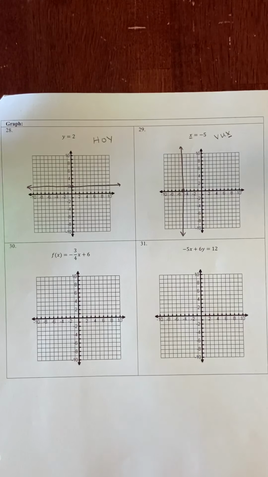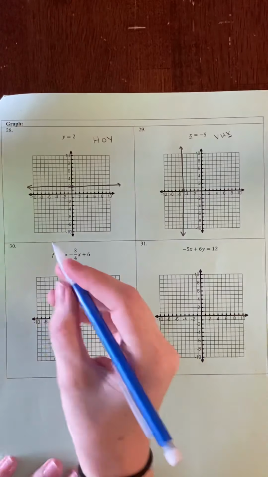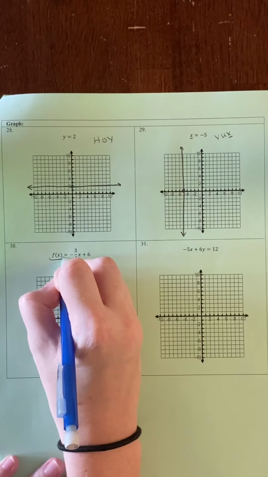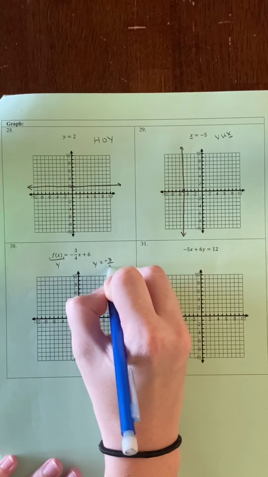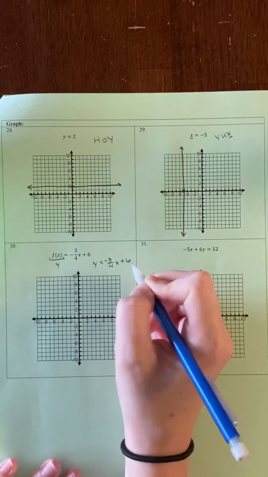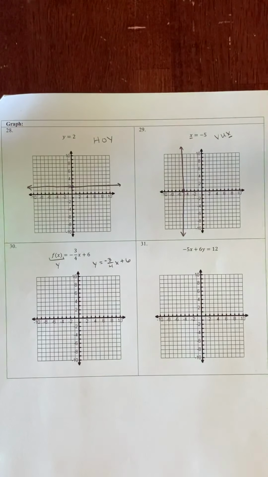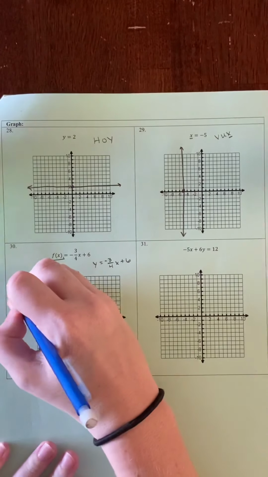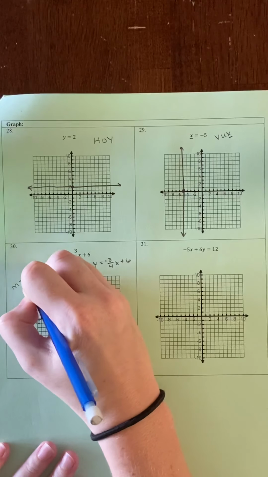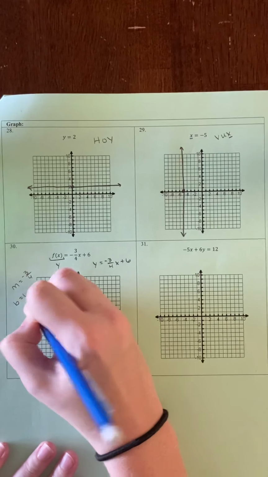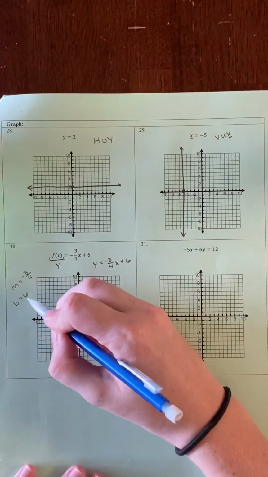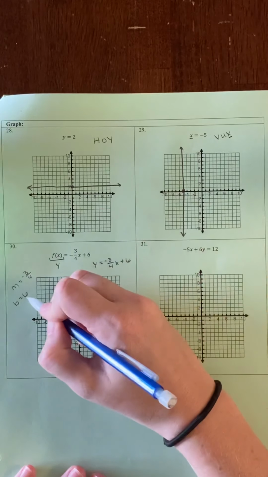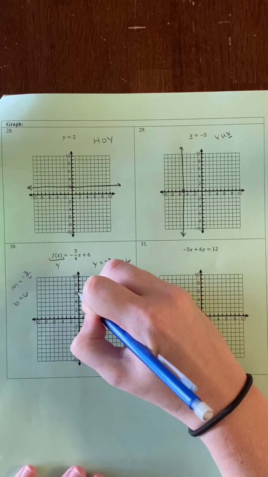Now the next problem here says f of x is equal to -3/4 x plus 6. Now I just want to remind you that f of x is just a fancy way of saying y. So this is really just saying y is equal to -3/4 x plus 6. So this is actually in slope-intercept form. So our slope is -3/4, and our y-intercept is 6. So when we graph this, we want to graph our y-intercept first. So I'm going to go on the y-axis to +6, and I'm going to plot a point.